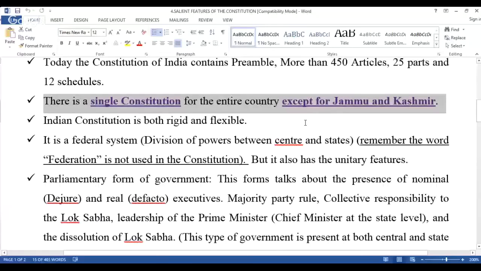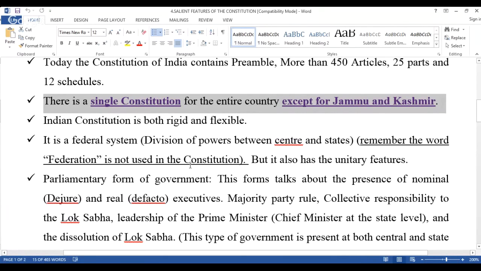Okay, you are learning the conceptual part, and when it comes to application, we'll see once we start part 1 to 3, so we can see the application part. So clear. So Indian Constitution is both rigid and flexible. Look at this.